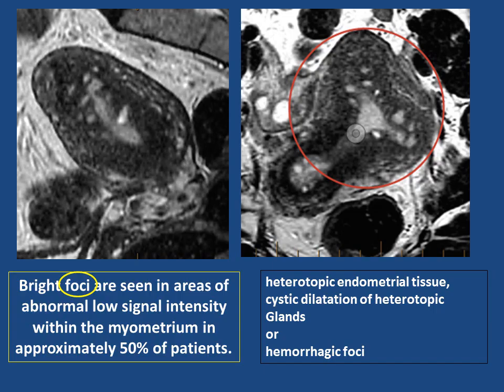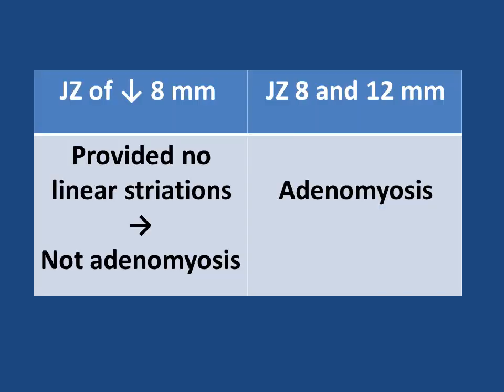Again, on the MRI, you can see some bright foci in areas with abnormal low signal intensity within the myometrium in approximately 50% of cases. These foci may be heterotopic endometrial tissue, cystic dilatation of heterotopic glands, or hemorrhagic foci inside the myometrium, as seen in these pictures. Now, what is the diagnostic criteria for adenomyosis by MRI?